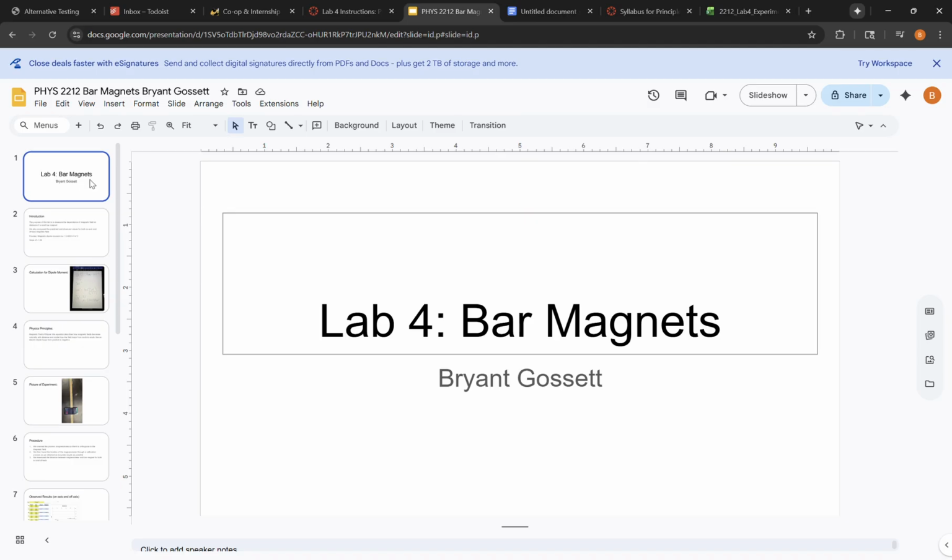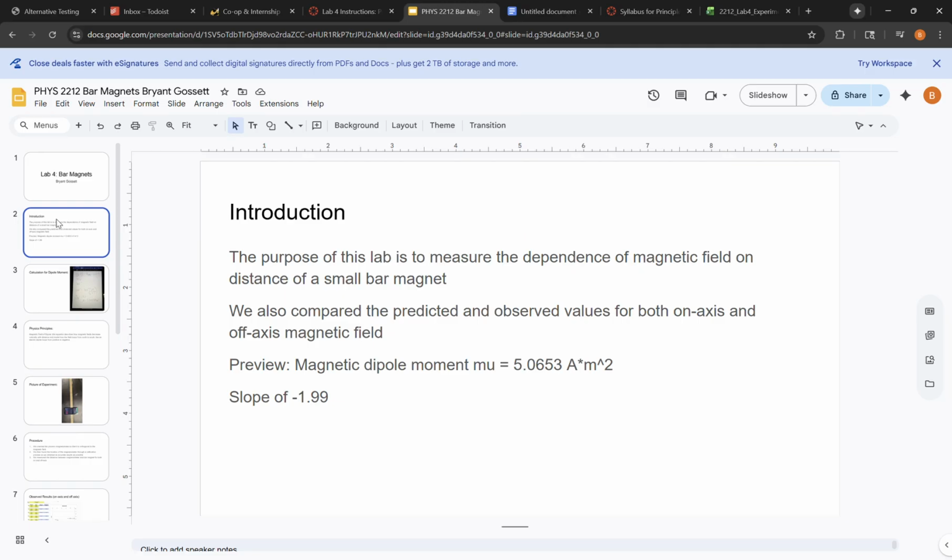Hello, this is Lab 4, Bar Magnets by Bryant Gossett. So the purpose of this lab is to measure the dependence of magnetic field on the distance of a small bar magnet. We also compared the predicted and observed values for both on-axis and off-axis magnetic fields.